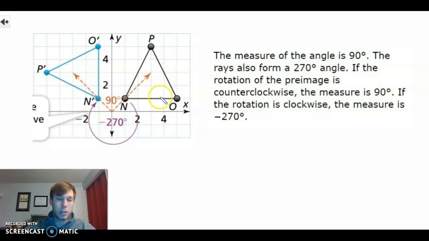The first one that you guys should pick out is a 90-degree counterclockwise rotation about the origin. Okay. Also, if you go clockwise, you would get a 270-degree rotation as well, or a negative 270-degree rotation if you're still dealing counterclockwise. Okay. So those are the 2 measurements that you get there, and this just gives a little more explanation. If the rotation of the pre-image is counterclockwise, the measure is 90 degrees. If its rotation is clockwise, you could say it's 270 or negative 270.